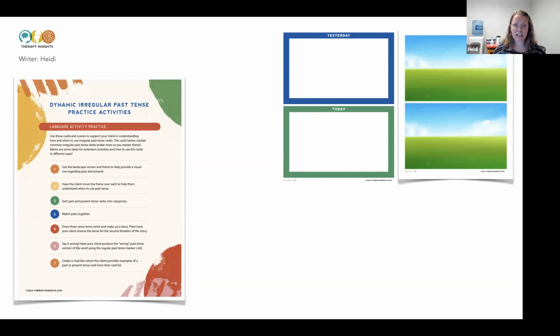So I was trying to think of a way to make something move a little bit more, because I just have trouble with that temporal aspect, for kids to understand yesterday and today, and how do you get them to understand why words switch and things. So there are these two frames. What you would want to do is cut those out, the yesterday and today, and you can move them over. There's two blank landscapes.